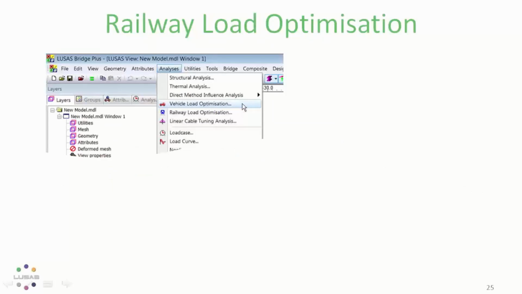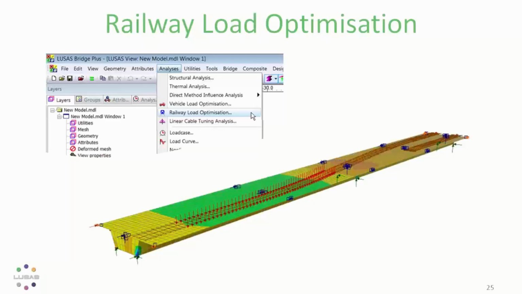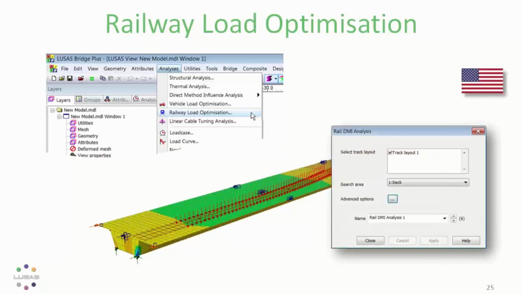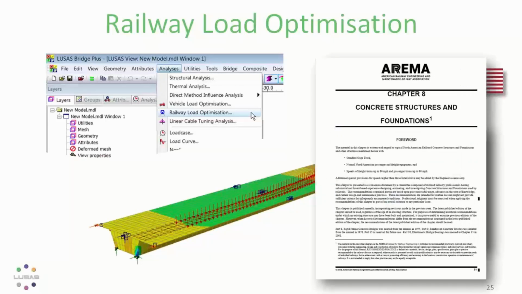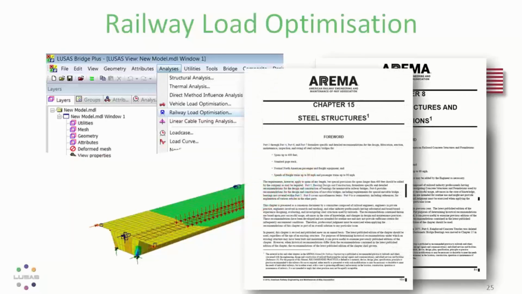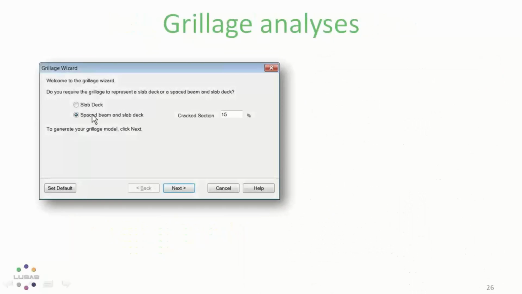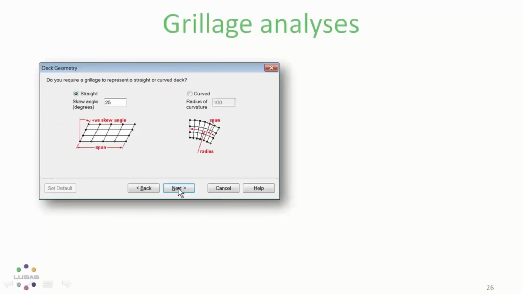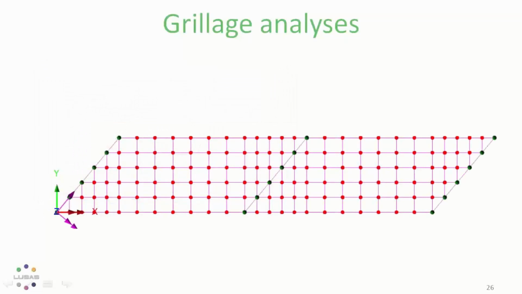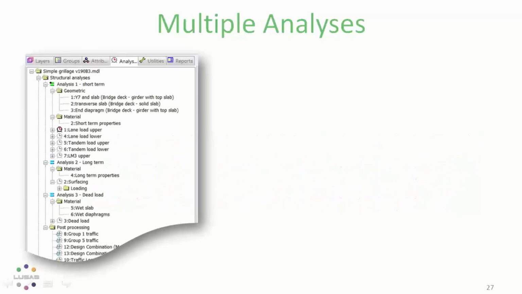Alongside our vehicle load optimizer, you'll also find our railway load optimizer, which works to many codes, including United States and AREMA Chapter 8 for concrete bridges and Chapter 15 for steel structures. The alternative to the 3D model, with a slicing of course, is to actually use a grillage model. And we know that for certain situations, many bridge engineers do favour that simplified approach. So we've added to the grillage tool, which Andy will show you in a minute.